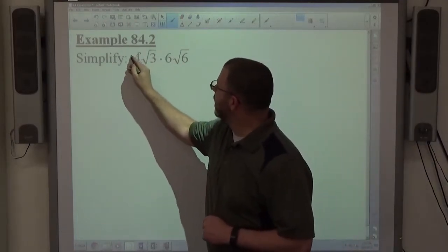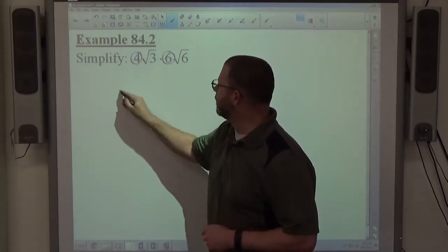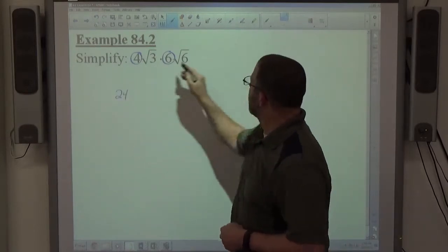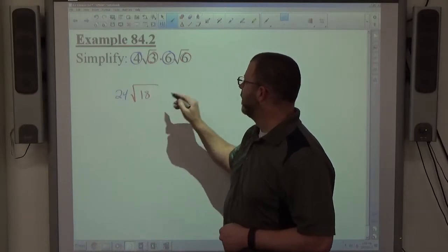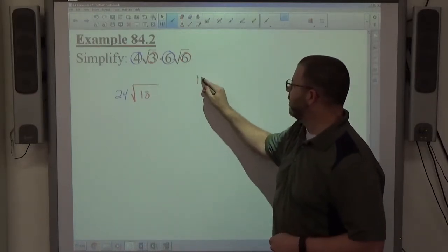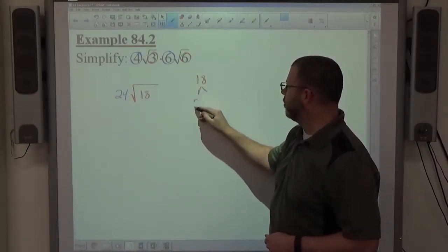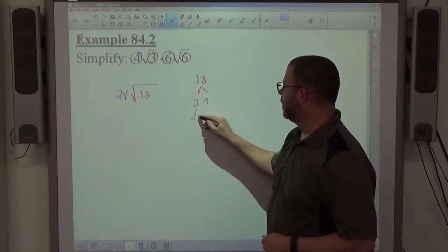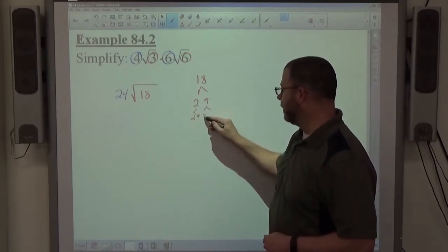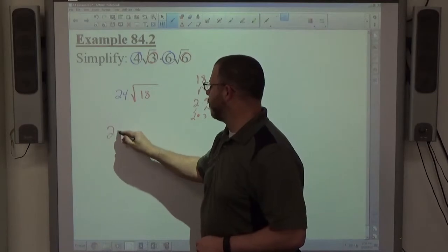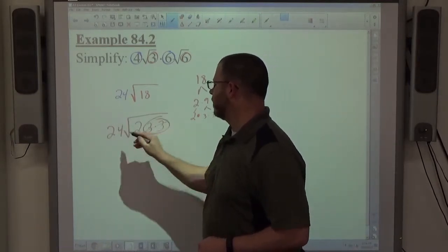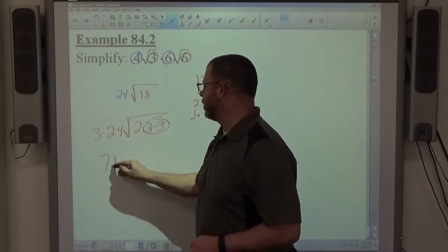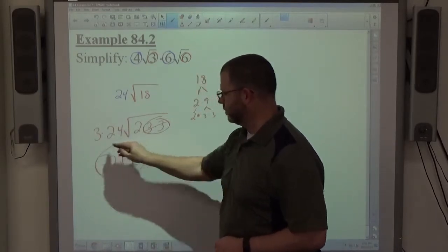All right. The outside numbers, 4 times 6 makes 24. 3 times 6 on the inside of the radical is going to make 18. And then if we take a look at 18, again doing this factor tree, 2 times 9, and that's 2 times 3 times 3. So that gets me 24 times the square root of 2 times 3 times 3. A pair of 3's gets to come out like so. We get 72 times the square root of 2.